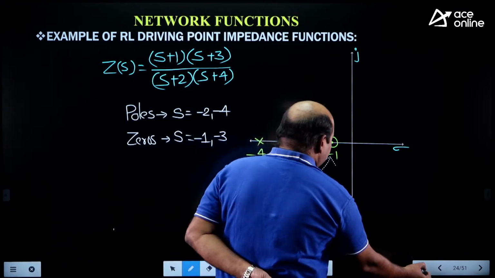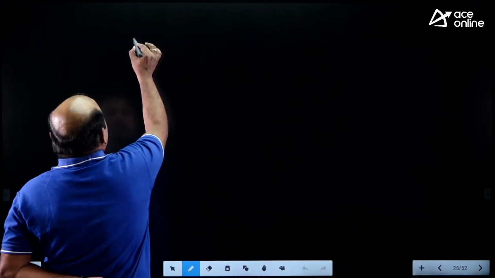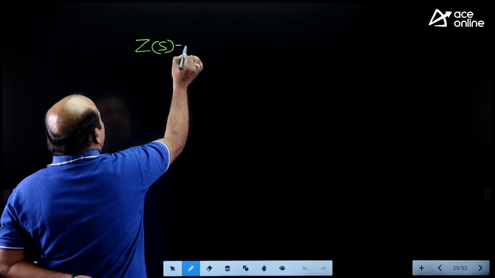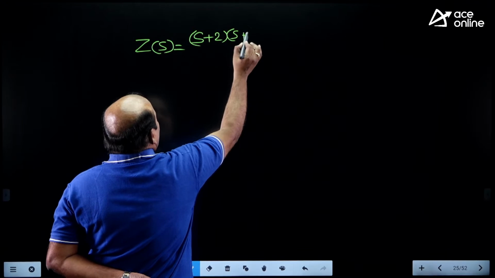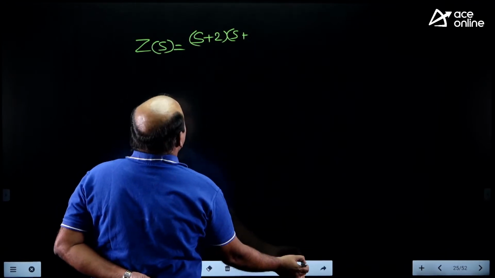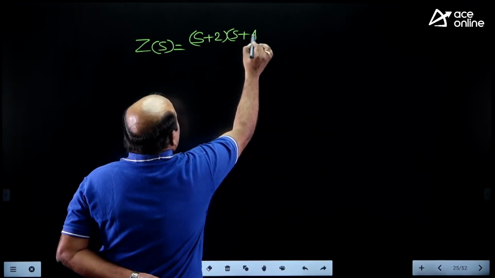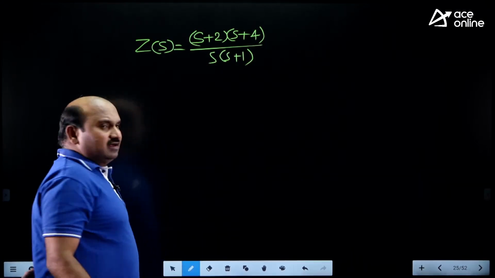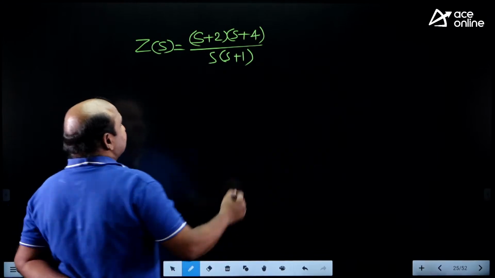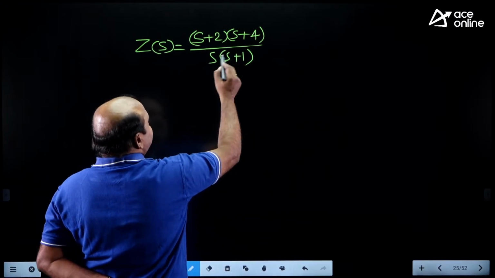That example also I can take like this here. Suppose Z(s) equals (s plus 2)(s plus 4) over s(s plus 1). I can also take like this, right? Here s(s plus 2).